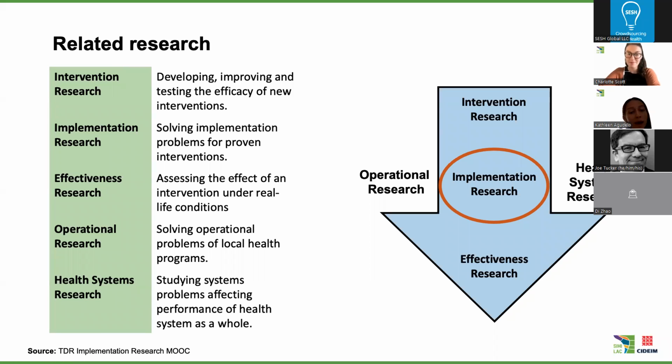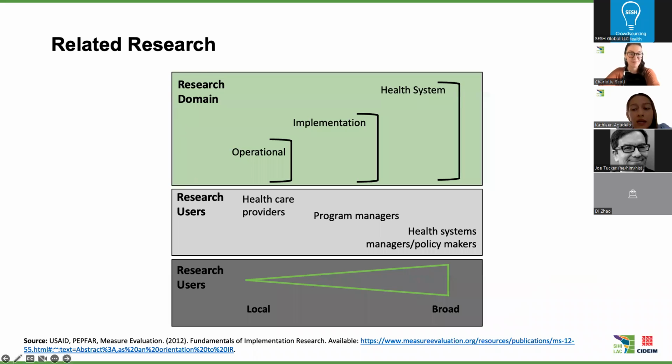They can be combined in one research project, but the methodology, scope, and objectives of each of these types of research are very different. At the same level of implementation research, there are some related to implementations: operational and health system research. So in the diagram, we can see operational research involves solving the operational problems of focal health programs and has a much narrower focus.